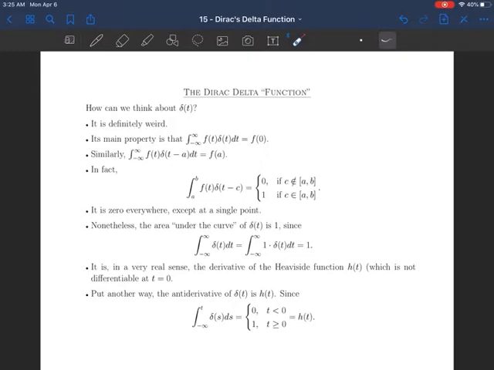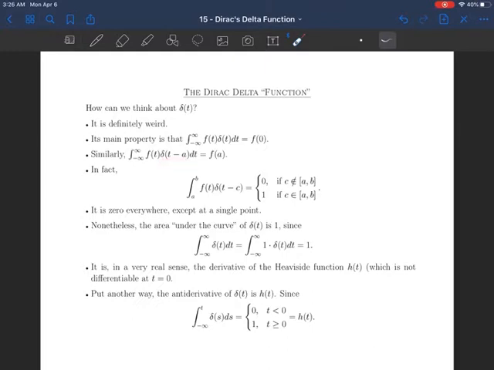All right, so let's review. How can we think about delta of t, this Dirac delta function? We're just going to call it a function now. I'm not going to have to say the quotation marks every time. But what do we think about it? Well, for one thing, it is definitely weird, right? Its main property, the one that we've just seen, is that the integral of any function multiplied by the delta function is just going to be equal to f of 0. Just picks out that one value of the function.